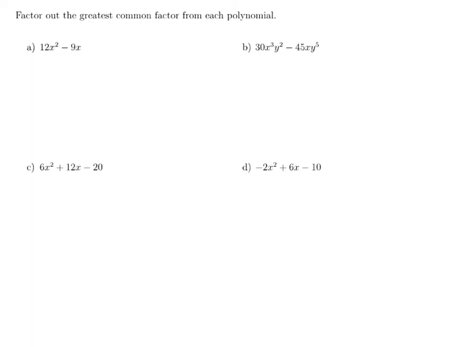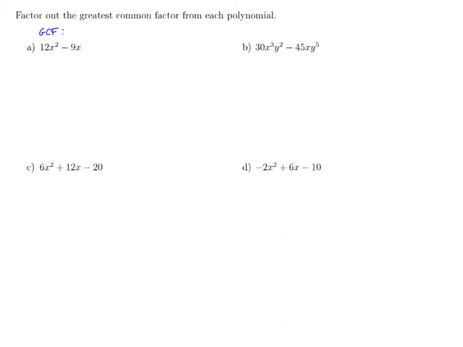In this video, we're going to identify the greatest common factor for a variety of polynomials and then factor out that greatest common factor. For this first example, we're given the polynomial 12x squared minus 9x. So to start, let's identify the greatest common factor of all the terms in that polynomial. So our terms are 12x squared and negative 9x.